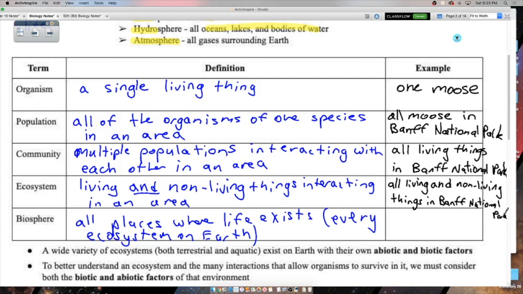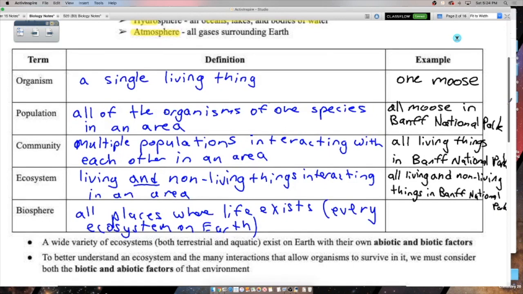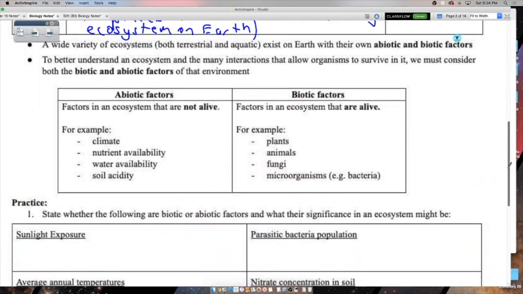Biosphere, coming up with an example for that is kind of weird because there's only one, right? It's the biosphere. There is only one, right? I suppose you could say on other planets there might be, but we don't know about those. The only one we know about is our biosphere, which is just, again, if you add up all the ecosystems on Earth, you have the biosphere.